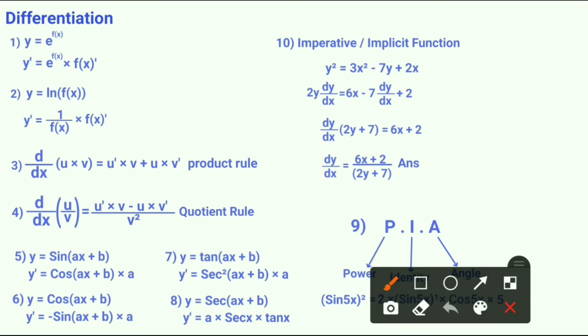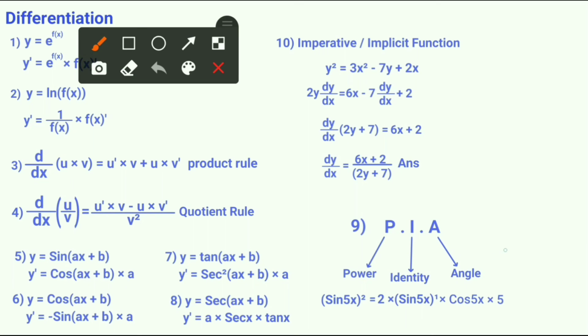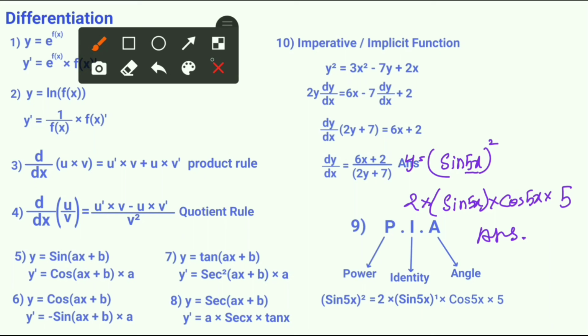Then comes rule number 9. The first thing that we're going to see is power. Then the second thing is identity, and the third thing is angle. So let's suppose that we have sine squared 5x, and we need to differentiate this. If I try to differentiate this, the one thing I'm going to see here is the power. The power is 2, so 2 will multiply by this, and then I'm going to see inside, its derivative would be cos. So right here is 2 sine 5x, then multiplied by cos 5x. Then the next thing is identity, which I've already done. Then the angle is 5x, so we're going to differentiate this as well, so it's going to be 5. So this is the answer.